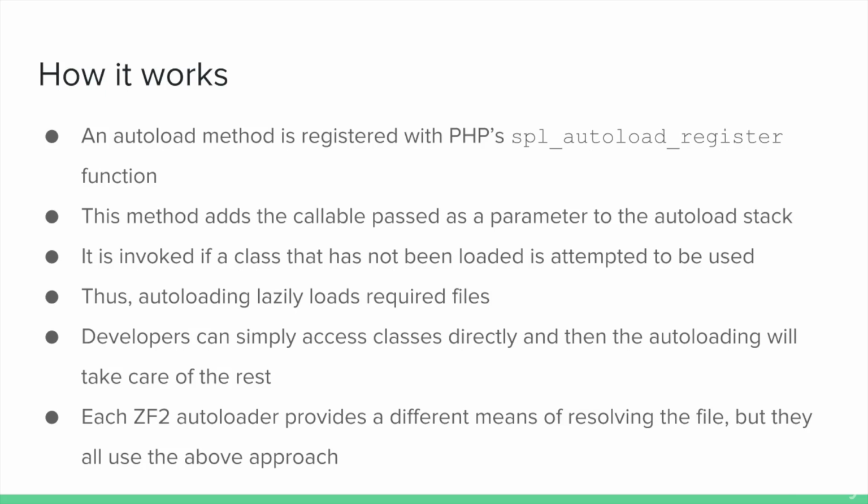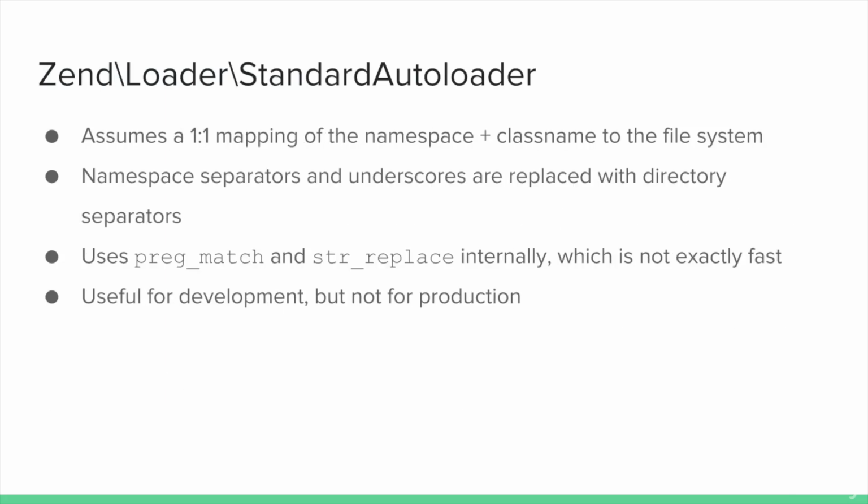They will be loaded when they are needed and not ahead of time. So developers can simply access classes directly, and then the autoloading will take care of the rest, which is great, so we don't have to spend time requiring files and taking care of whether they have already been included and so on. So each Zend Framework 2 autoloader provides a different way of resolving the file, but they all use the above approach.